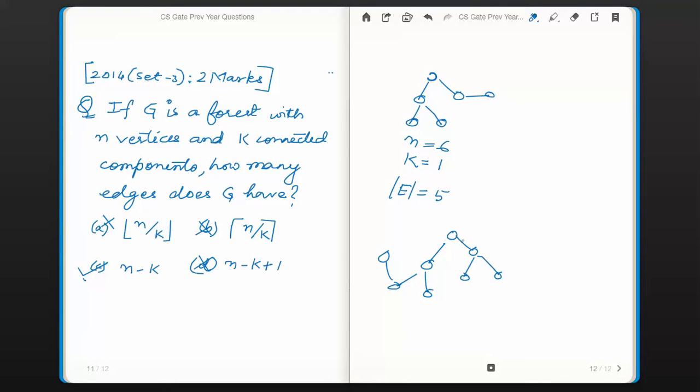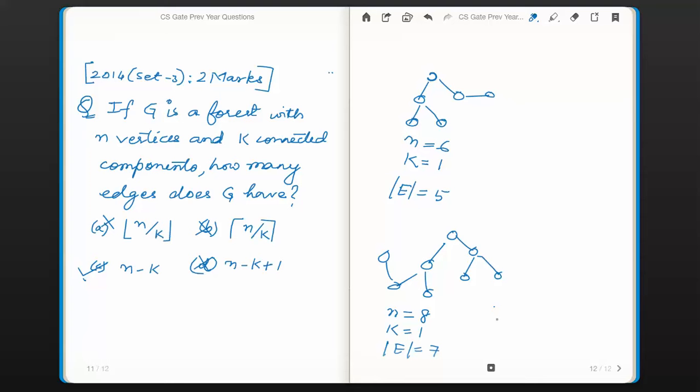This tree has how many vertices? 1 2 3 4 5 6 7 8 vertices. So here n is 8, right? Now it has a single component, meaning a single tree. So starting with k equals 1, the initial number of edges is n minus 1. It is a tree, of course, with n vertices, so the number of edges would be n minus 1, that is 7. So we started with 7, right?